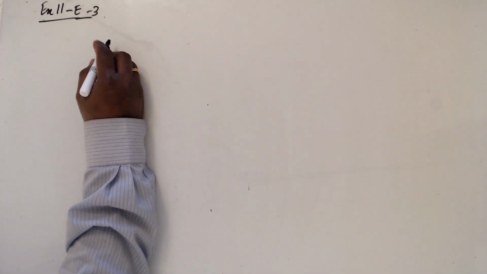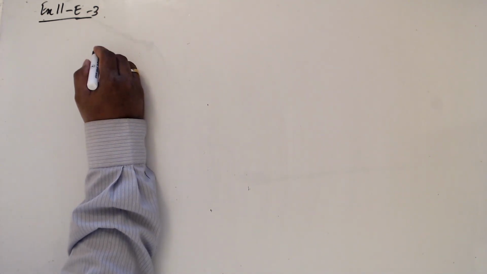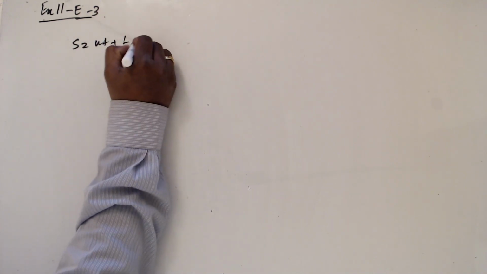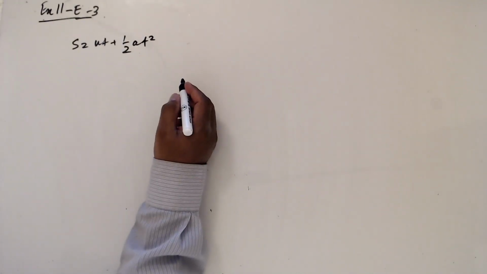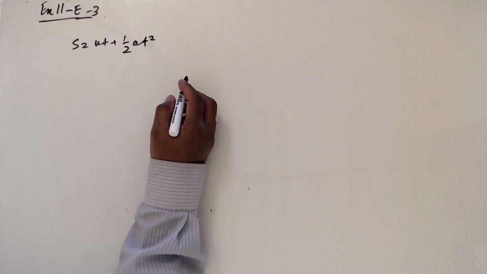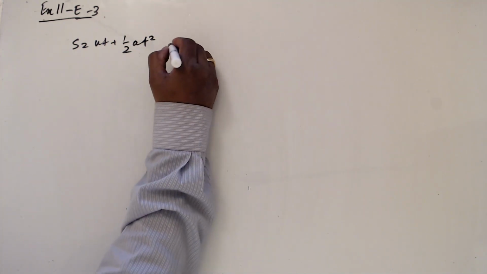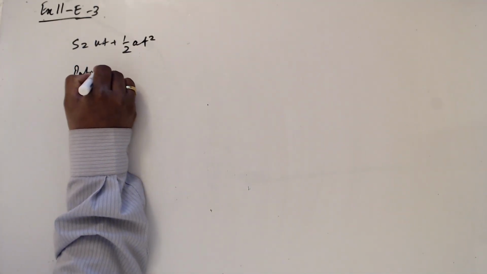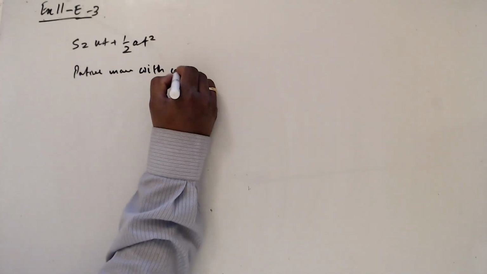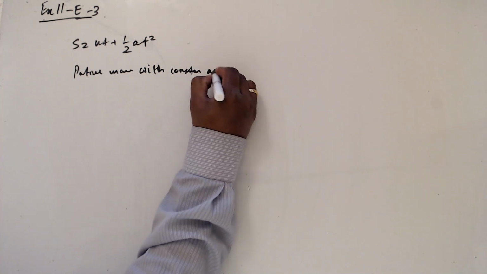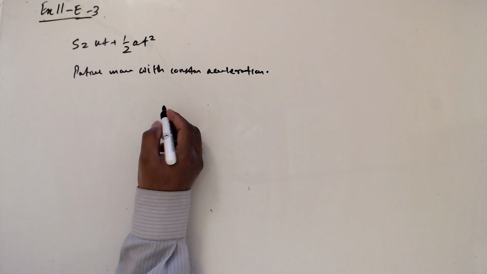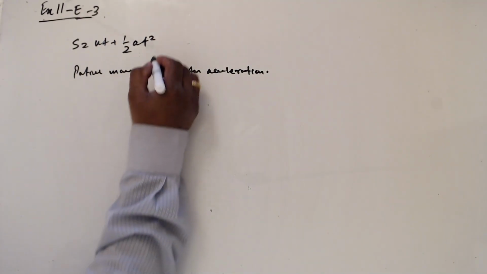In question number 3, s equals ut plus half at square is given. We want to prove that the particle moves with the constant acceleration a. So now we'll differentiate this one.